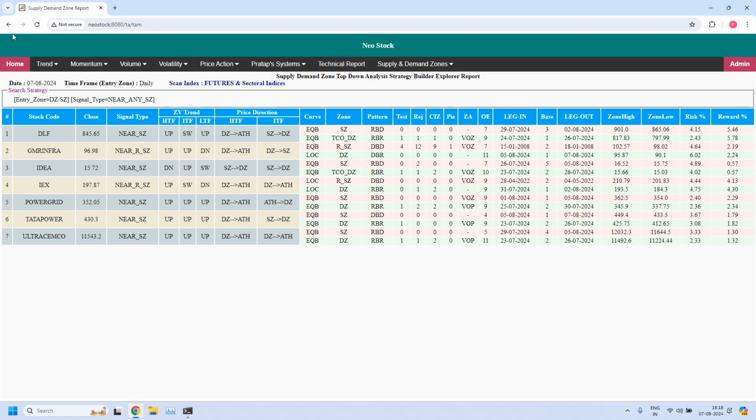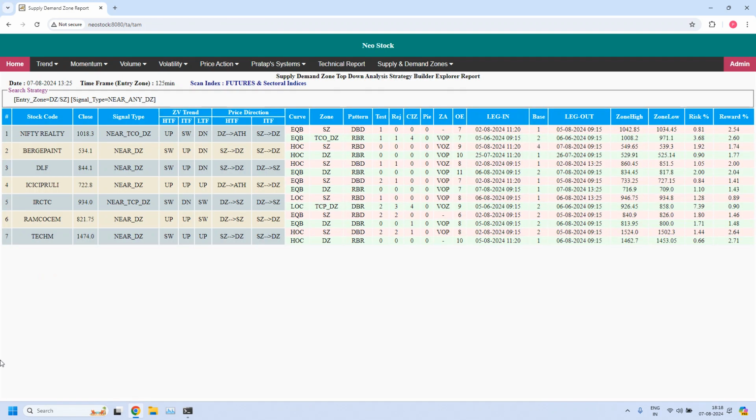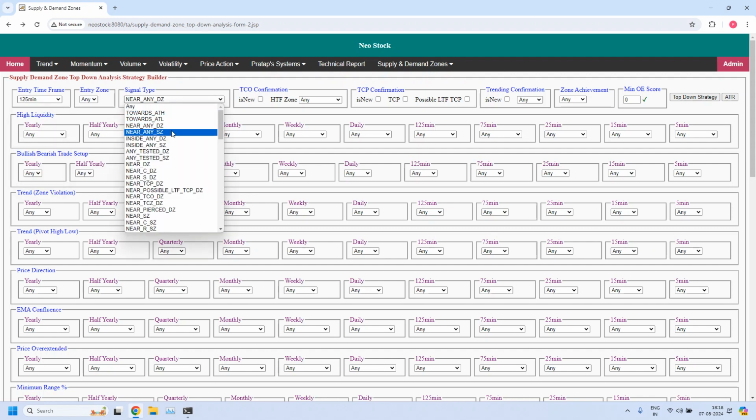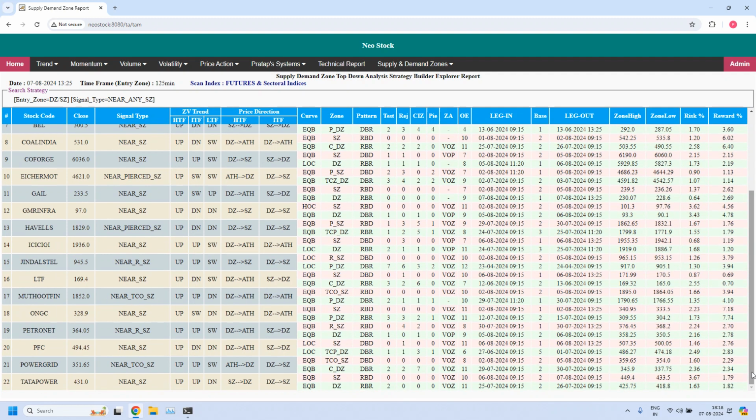Daily supply zone. Okay, the next time frame is 125 minutes. So let us find the stocks near 125 minutes demand zone. 7 stocks are filtered. And the next time frame is for 125 minutes. Let us find the stocks near 125 minutes supply zone. So we got a big list. Let me scroll the list down. So total 22 stocks are filtered near to the 125 minutes supply zone.